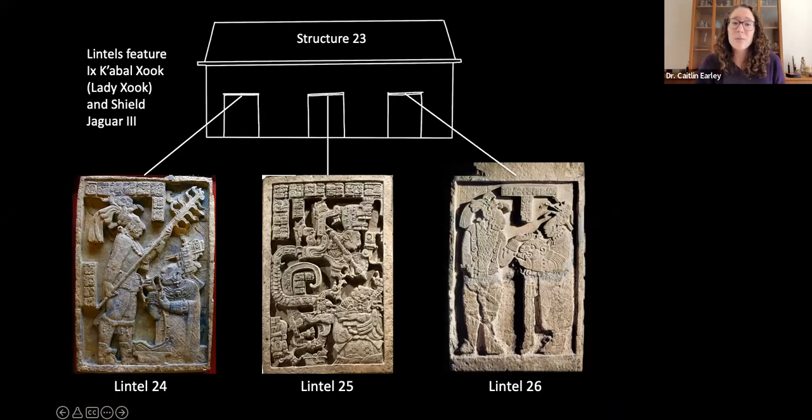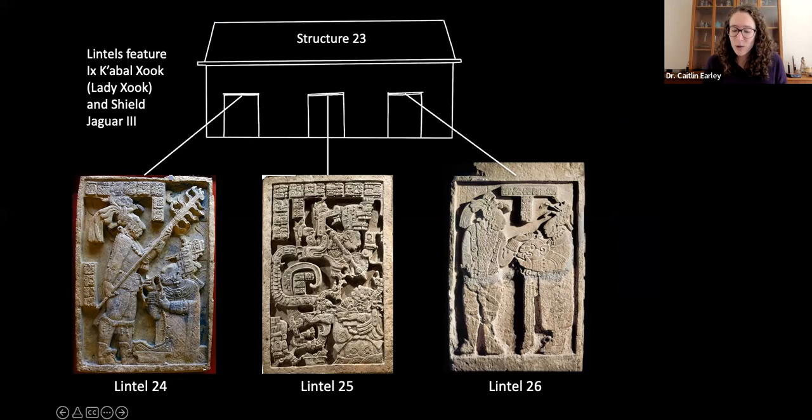And there was a lintel above each of the 3 doorways in this building. The lintels all feature two characters. So they feature a woman named Ish Kabal Shuk, or Lady Shuk. She's on the right side of each composition. So here she is on lintel 24, here she is on lintel 25, and here she is on lintel 26. And then Shield Jaguar, who is the king of Yaxchilán, also appears on all of these lintels. So he is going to be on the left side of the lintels.